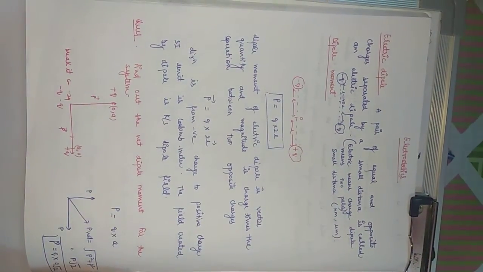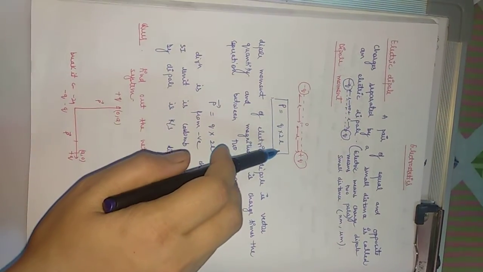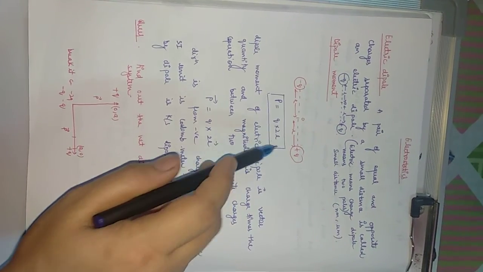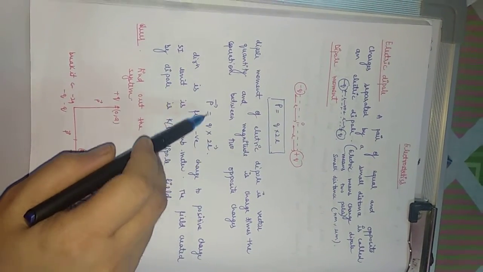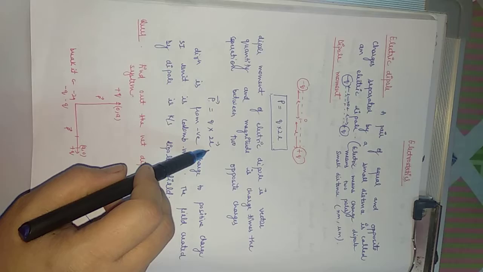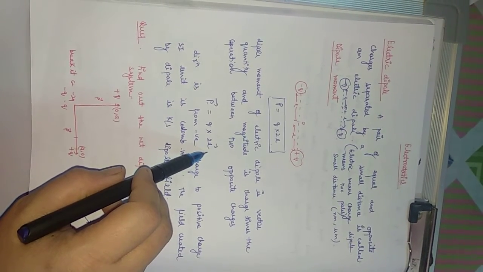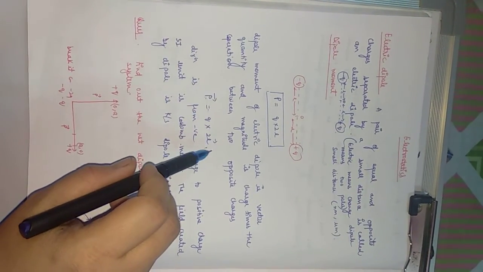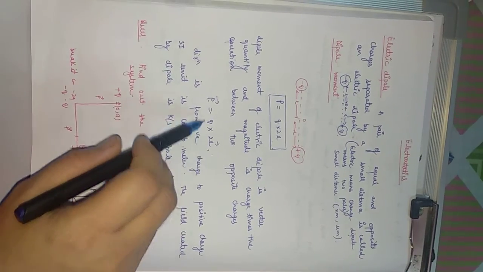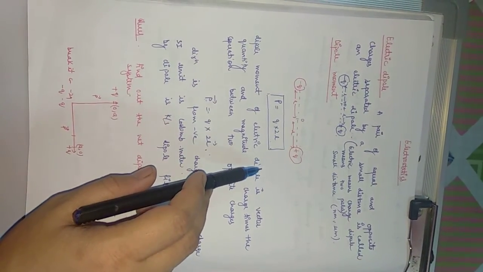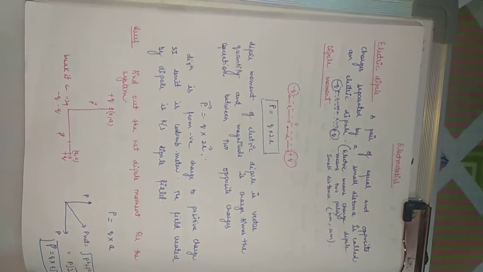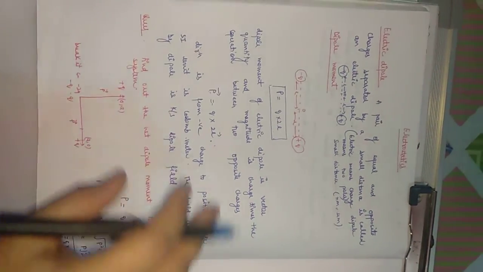Dipole moment is a vector quantity and its magnitude can be calculated with this formula. In the vector notation, you can write this in this form: P vector is equal to q into 2l. The direction of dipole moment is always from negative charge to positive charge in case of physics only. In case of chemistry, it is different.